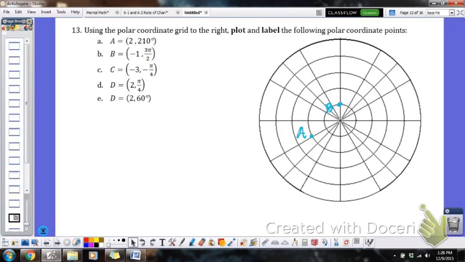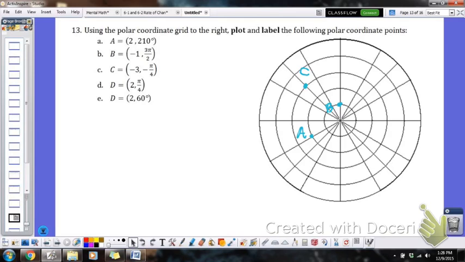Point C is (-3, negative pi over 4). So my radius is -3, angle measurement is negative pi over 4. My angle measurement is negative, so instead of going counterclockwise, I will go clockwise pi over 4, putting me on this line right here. This is my negative pi over 4 line. And since my radius is negative, I will go the opposite direction, -3 on the same line. So out 3 spaces, and it puts me right here for C.